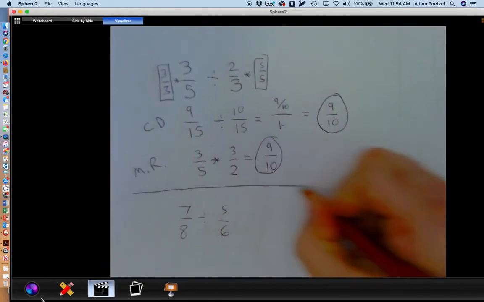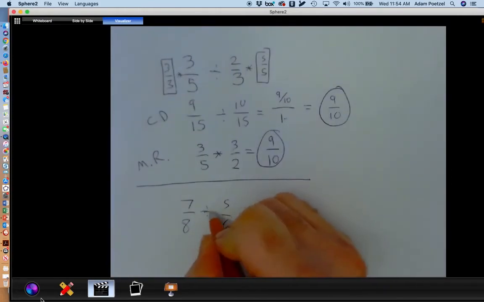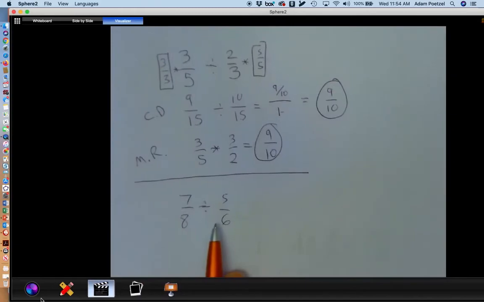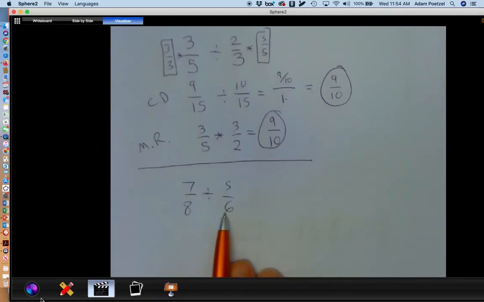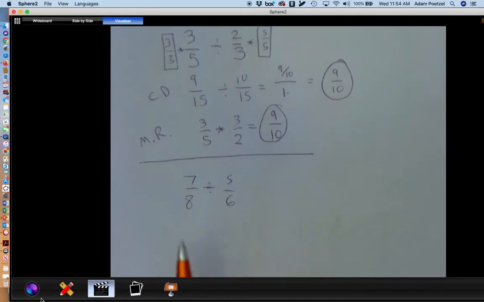But let's take a look at the second one. I want you to pause the video for a second if this is new to you and solve the second one using the common denominator method. Okay, so pause for a second and then we'll just see if we get the same thing.